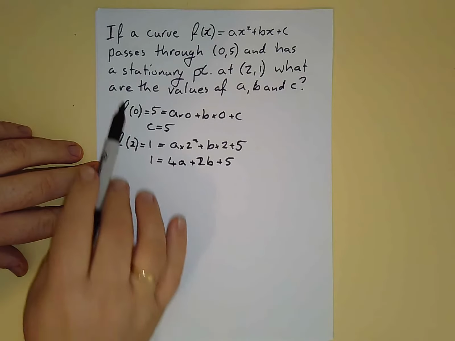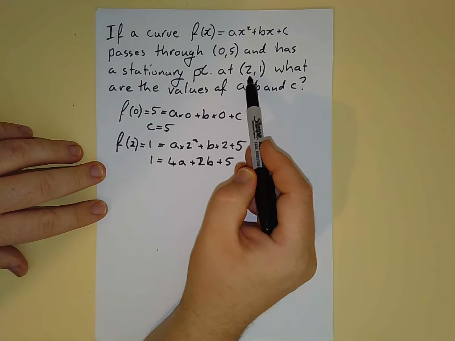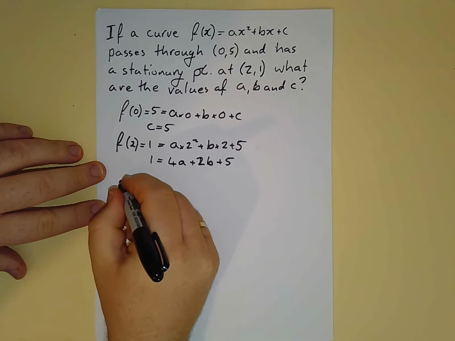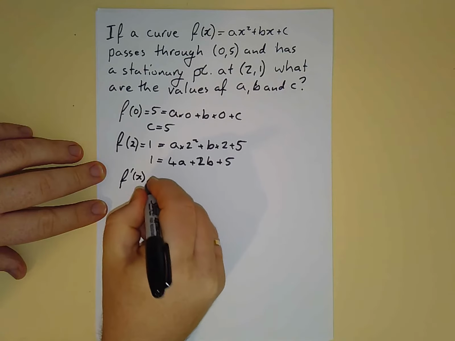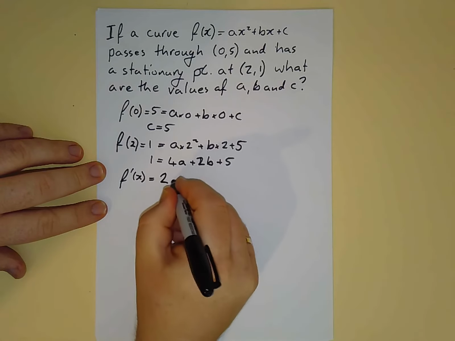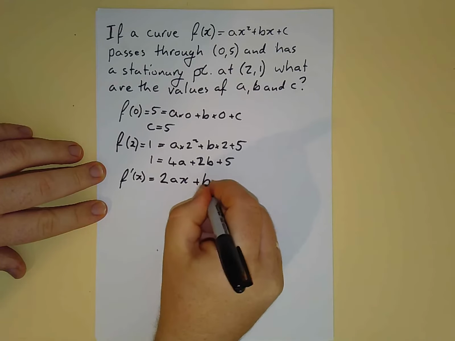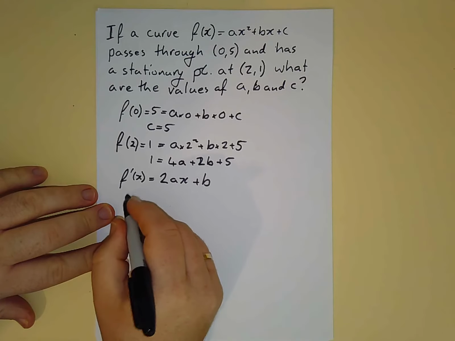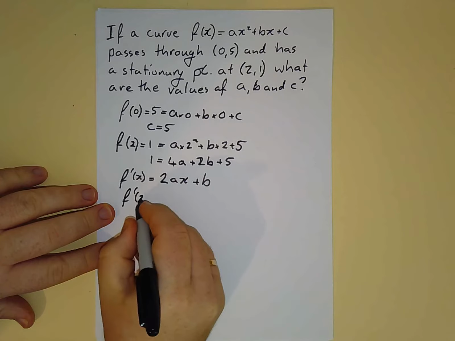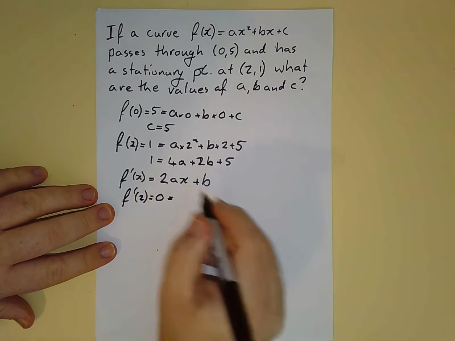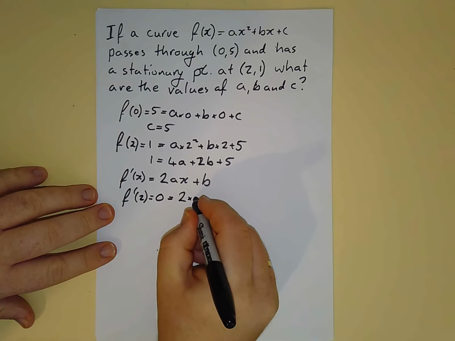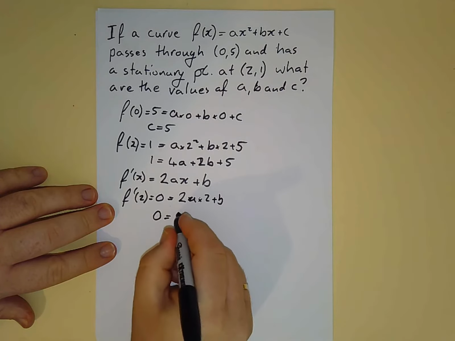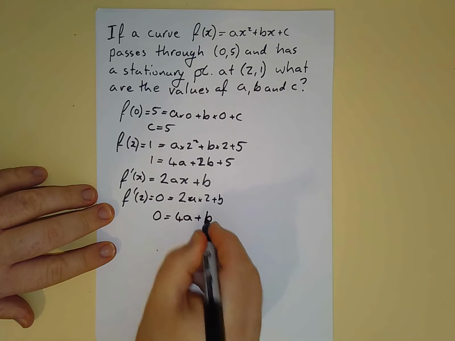So the other part of the information is that this is a stationary point. So when I differentiate it and put in an x value of 2, then the derivative's got to be equal to 0. So my derivative is 2ax plus b, and the c disappears. And that must be 0 at an x of 2. So 2 times a times 2 plus b, so 0 equals 4a plus b.